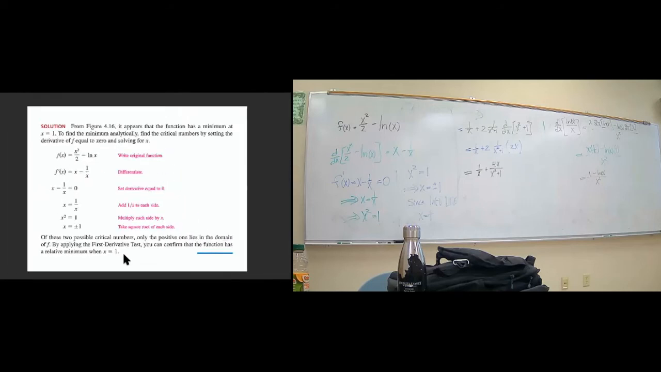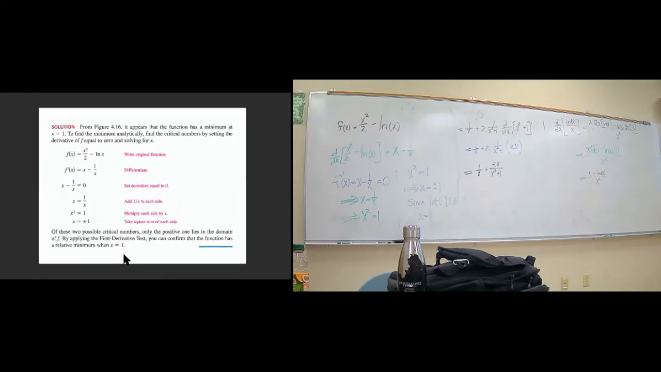So why can't you use -1? That's because of the domain of the logarithm, right? The domain of the ln of x is any number greater than 0. You can't put 0 or less through the natural logarithm, through any logarithm.